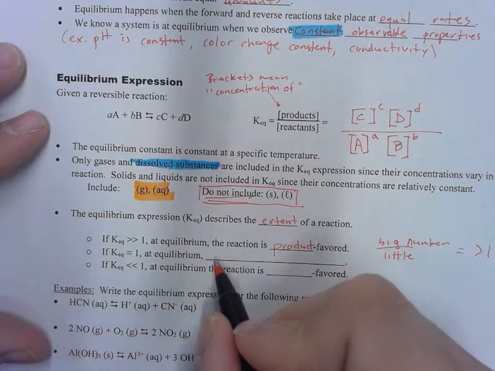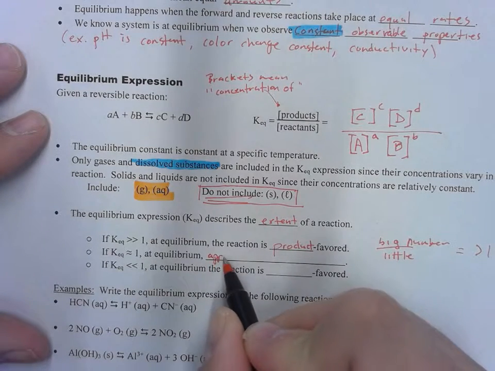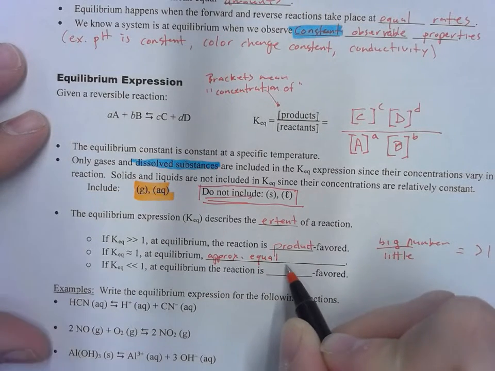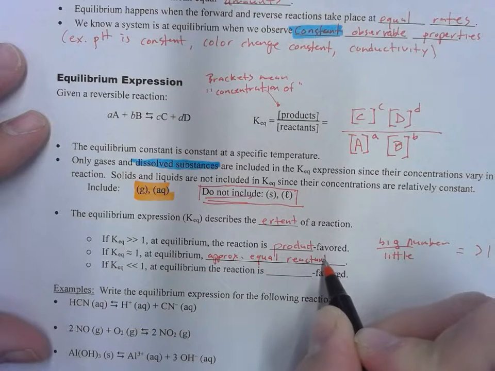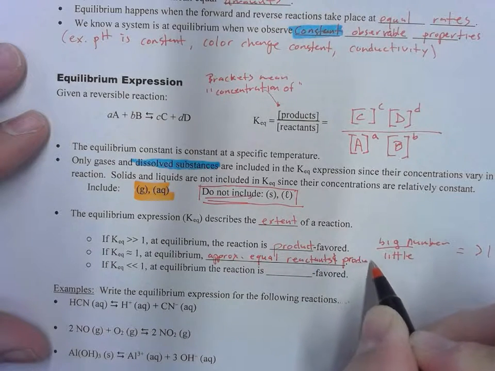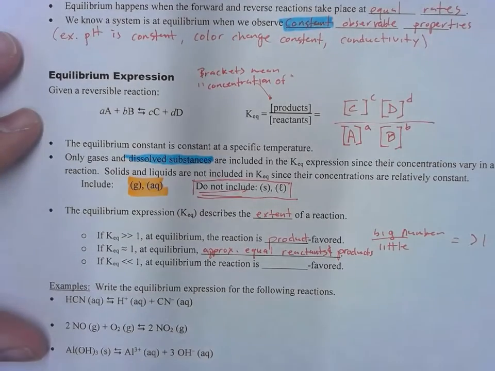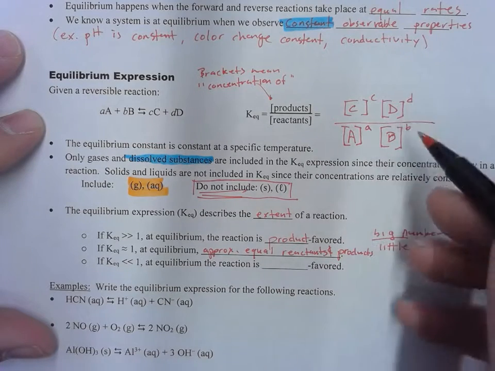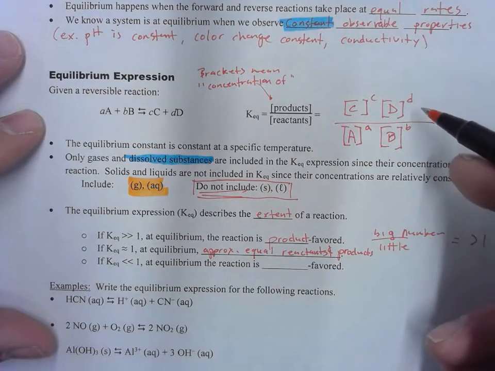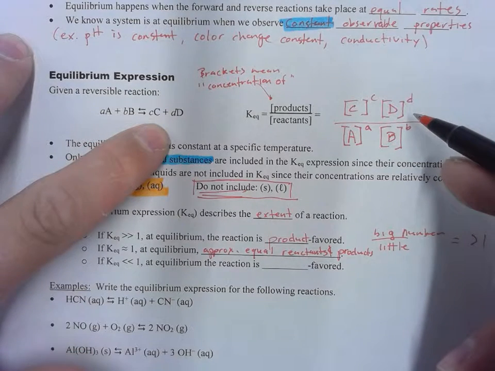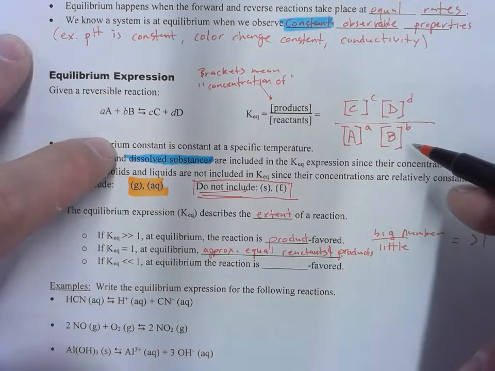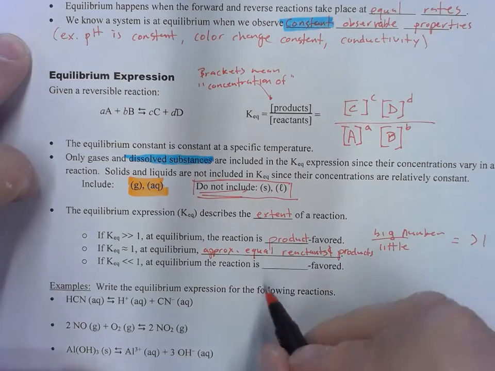If it's approximately 1 at equilibrium, then you have approximately equal reactants and products. Now if it's less than 1, that means you've got a little number divided by a big number. So what's the little number here? Your little number would be your products. That's the concentration of that, divided by a big number, which is your reactants. That means it's going to be reactant favored.